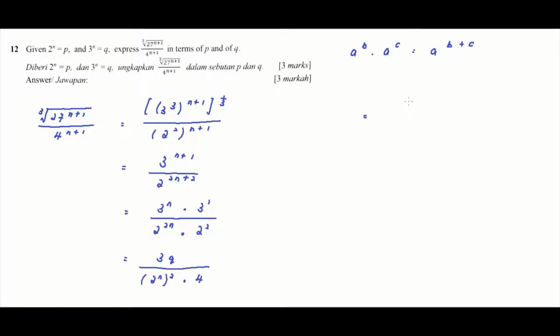Yeah, so which means that you will get 3q, then after that 2 to the power of n, which is p, so p squared, then multiply by 4. So from here, your last answer will be 3q divided by 4p squared. Okay, so for this question, you're given 1 mark for changing your 27 and 4 to 2 and 3. Then after that, realize that the cube root is 1 over 3. Then you are able to split it into terms like this so that you can change to p and q. And after that, your last answer, so it's like 3 marks. Okay, so let's try to see the next one.